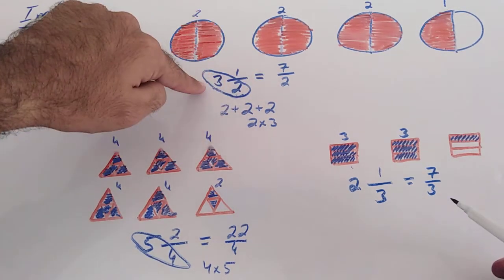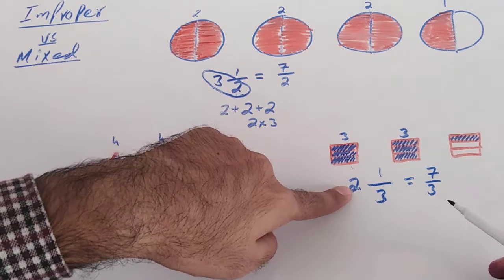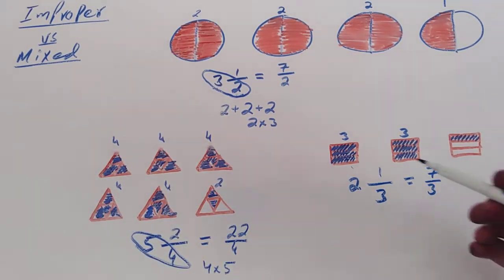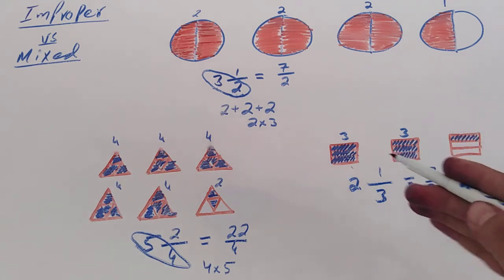So you can continue with the same way. If you have a bigger number of parts or a bigger number of wholes, that are kind of difficult to draw, you can just go directly in this way to convert.